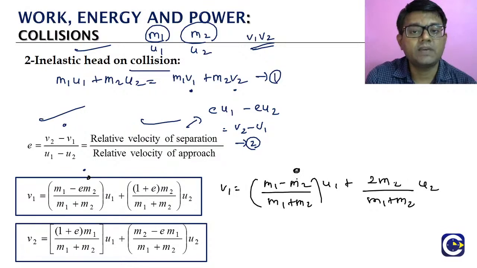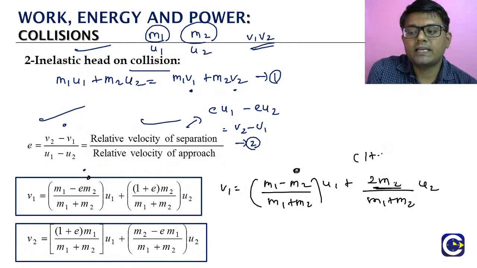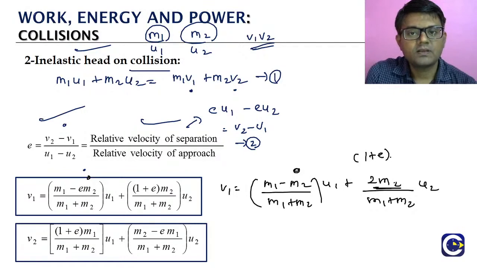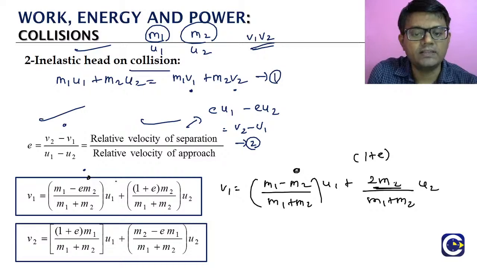In place of m2 we are getting e into m2. Second term, this is 2m2. In place of 2, what we will get? 1 plus e. Why? Because in the previous case, in case of the perfectly elastic head-on collision, e is equal to 1. So in fact, you look at these two formulae.